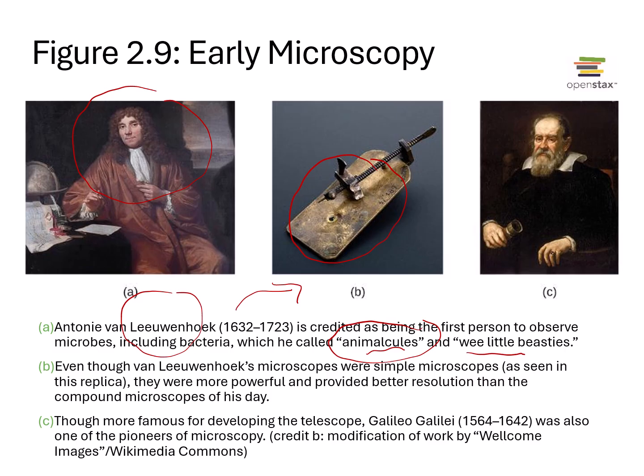And even though these were really simple microscopes, remember simple means we have one lens compared to compound microscopes like that created by Galileo, which has two or more lenses. Even though these were simple, they were actually very powerful, right? With even better resolution than some of the compound microscopes at the time.